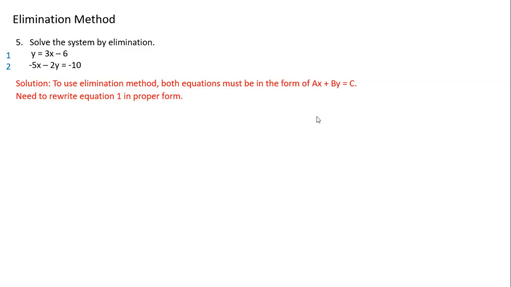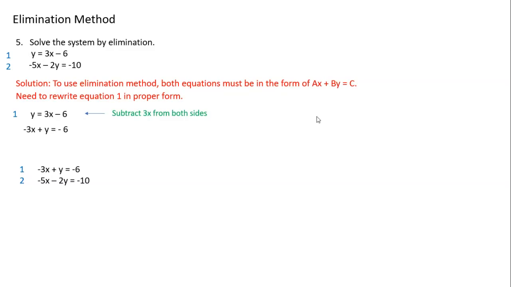So again, equation one is in slope-intercept form. Let me put it into its proper general form. To do that, it just means I'm going to move the 3x to the left. So I'm going to subtract 3x on both sides, and just by doing this, I made it back into its general form.